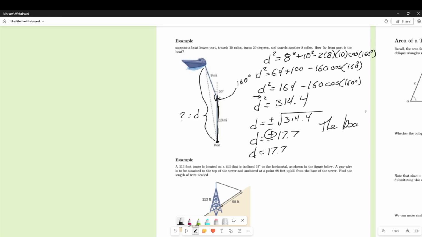So, because it's a word problem, you're always answering in sentences. The boat is 17.7 miles from port.